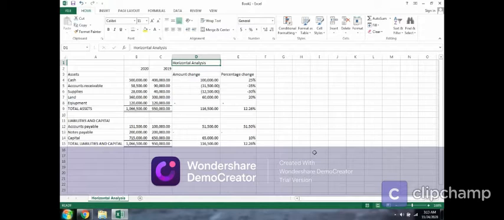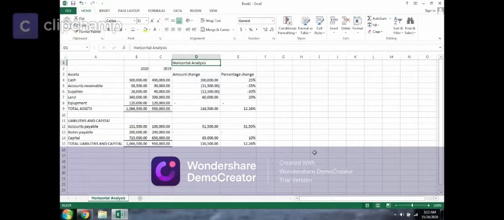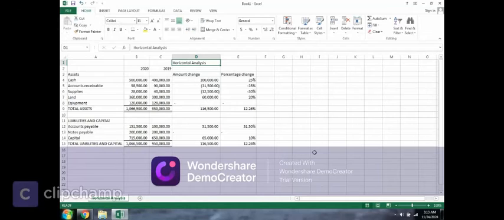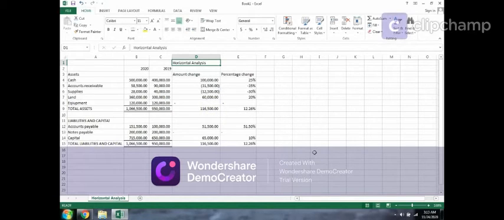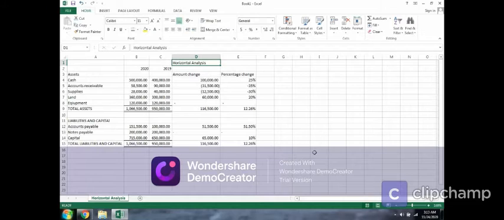The supplies in 2019 is 40,000 and in 2020 it is 28,000. So what do we need to do? 28,000 minus 40,000 is negative 12,000. There is a decrease in supplies by 12,000. And then 12,000 divided by 40,000 will give a percentage decrease of 30%.